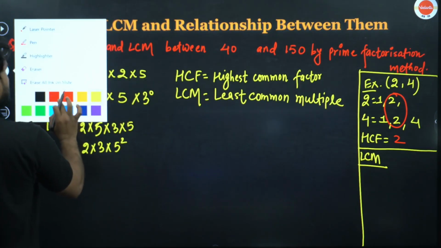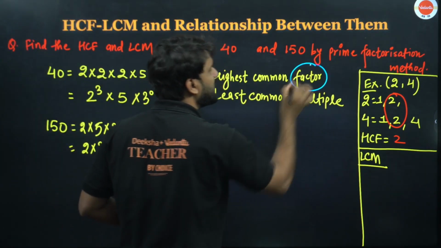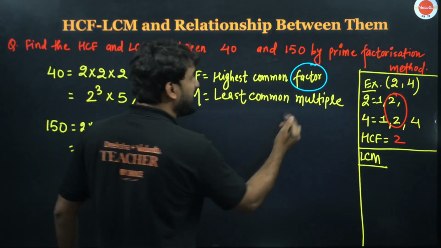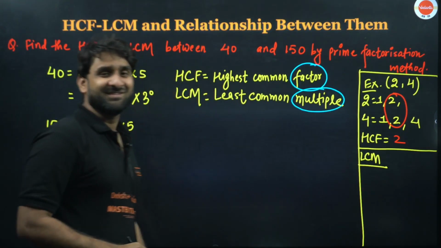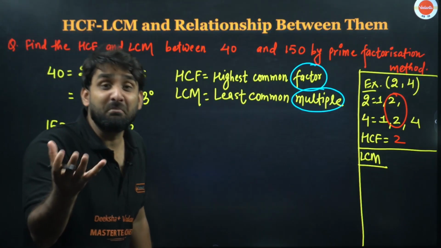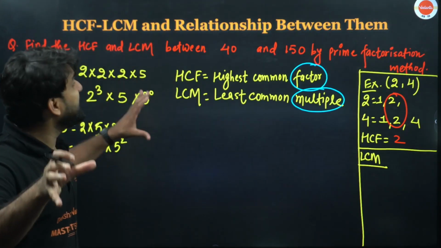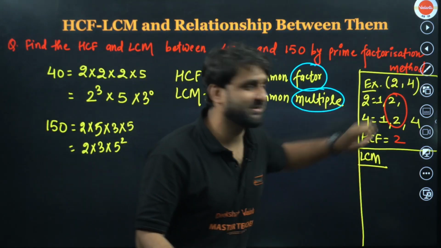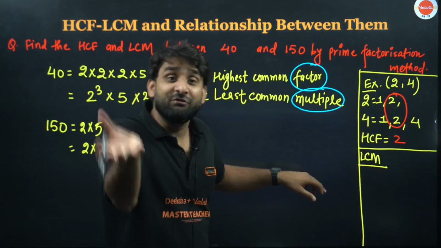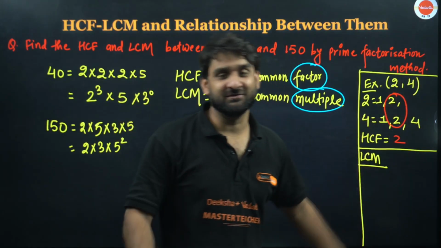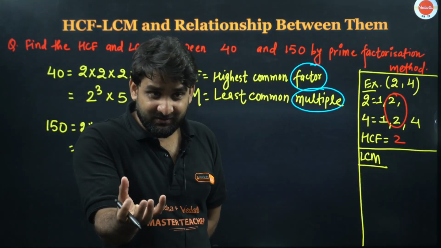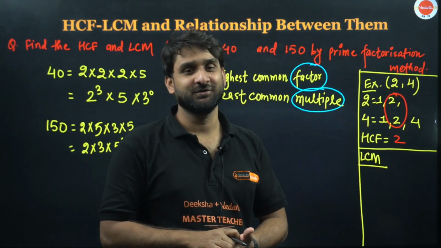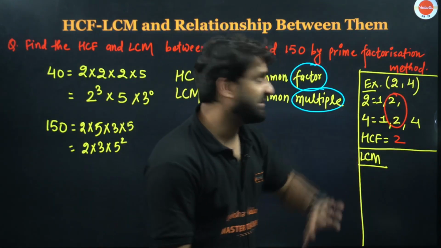Listen, factor means the number which can divide both, common, and multiple means the number which can be divided by both. HCF means the number which can divide both, and LCM means the number which can be divided by this and this also. So the number should be in the table of 2, and it should be in the table of 4 also. Table is called multiple.